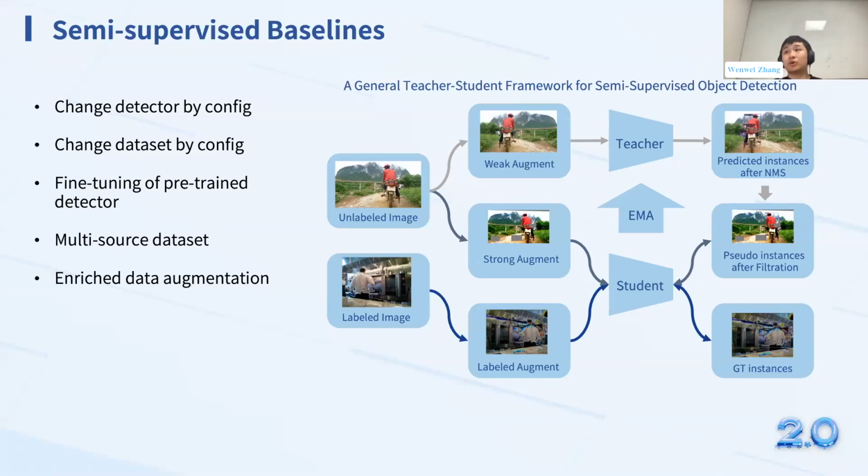Such a general teacher-student framework doesn't assume any structure of the object detector, so we could use it for many kinds of object detectors, and we could simply change the detector by config. It also doesn't assume any property of the dataset, so we could change the dataset or use a multi-source dataset for semi-supervised learning. And we implement many necessary data augmentations for the strong and weak augmentation.